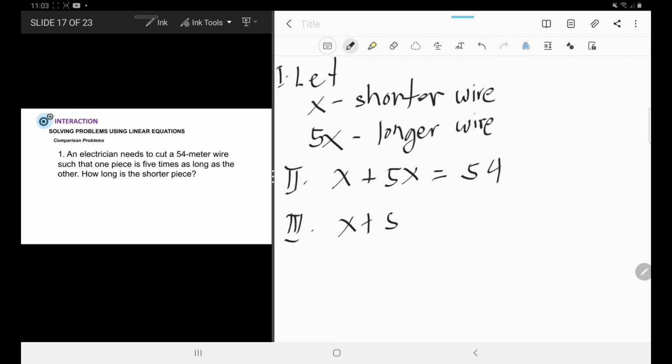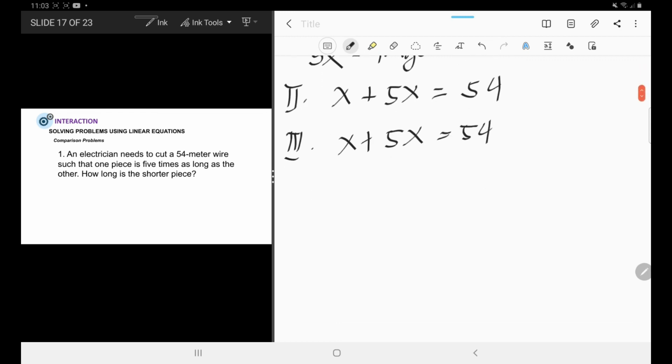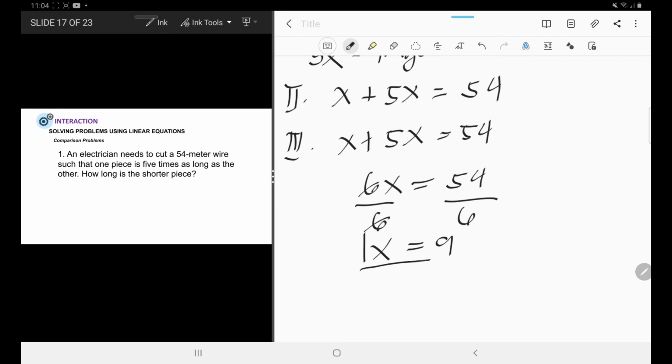So we have x plus 5x equals 54. Combine similar terms. We have 6x equals 54. And divide the equation by 6. 6x divided by 6 is x, and 54 divided by 6 is 9. So this is the length of the shorter piece.